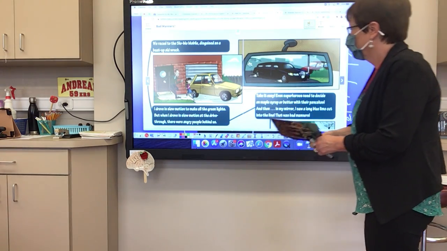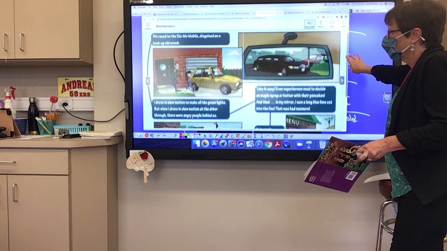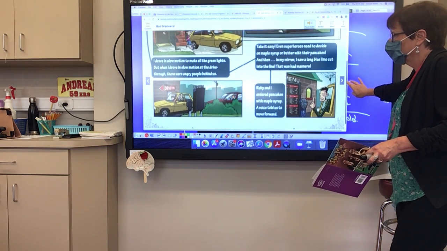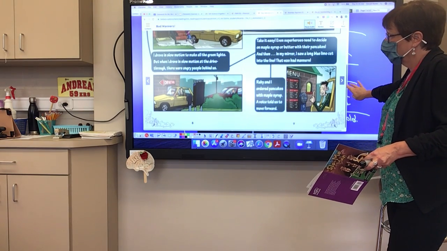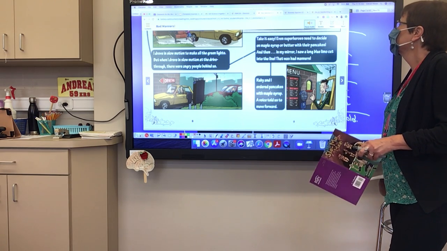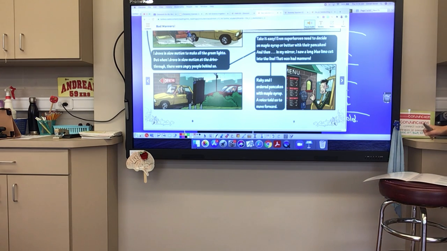We raced to the slow-mo mobile, disguised as a beat-up old wreck. I drove in slow motion to make all the green lights. But when I drove in slow motion at the drive-thru, there were angry people behind us. Take it easy. Even superheroes need to decide on maple syrup or butter with their pancakes. And then, in my mirror, I saw a long blue limo cut into the line. That was bad manners. Ruby and I ordered pancakes with maple syrup. A voice told us to move forward.